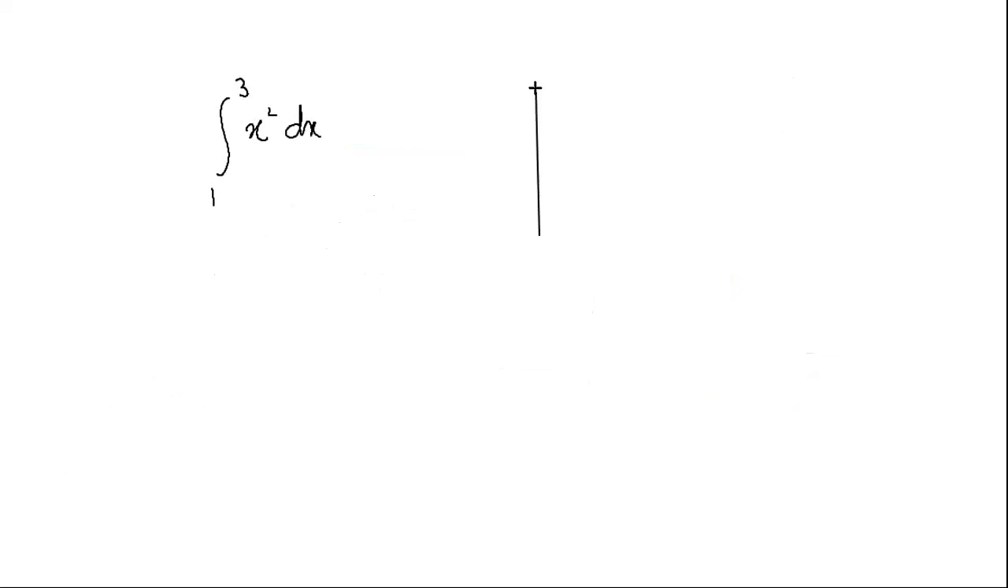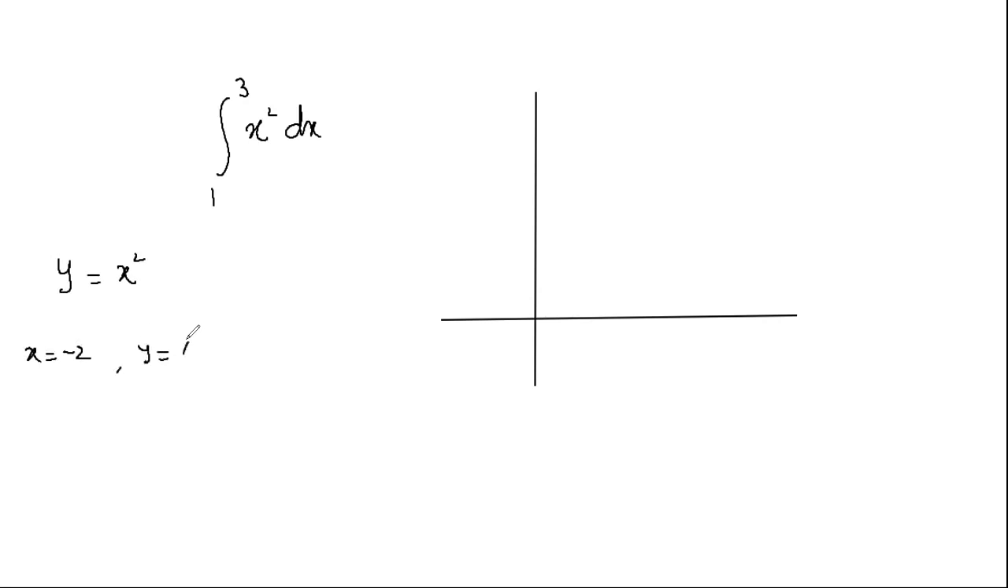First thing, I'll plot the curve y equal to x square. You're not writing it, just listening only. Or should I explain how I am plotting the points? Y equal to x square. When x is minus 2, y is 4. When x is minus 1, y is 1. When x is 0, y is 0. When x is 1, y is 1. X is 2, y is 4. X is 3, y is 9.